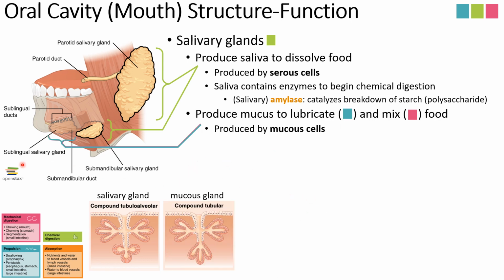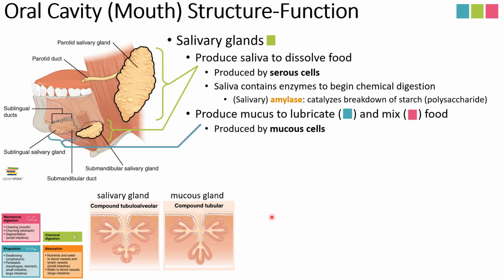The other gland, the sublingual salivary gland, produces primarily mucus, and mucus serves an important role in lubrication. Imagine if you have something really dry, it's going to be really hard to swallow. So it assists in the transport process, and it also serves to mix food. The food is mixed with the mucus and lubricated, so it's involved in mechanical breakdown. This is produced by mucus cells rather than serous cells, and the mucus and the saliva mix together and mix with the food to form a bolus, which is ultimately swallowed.